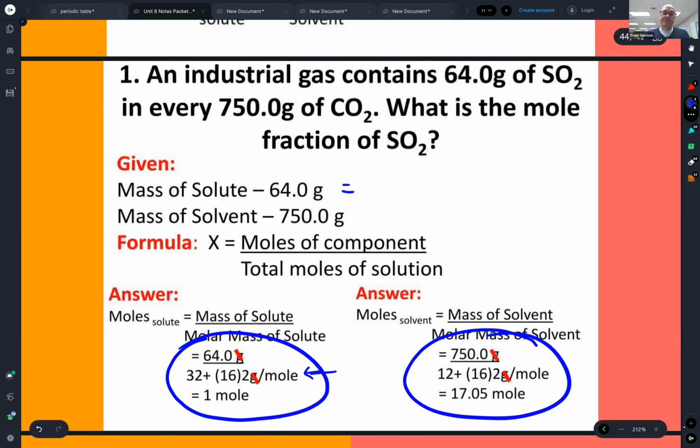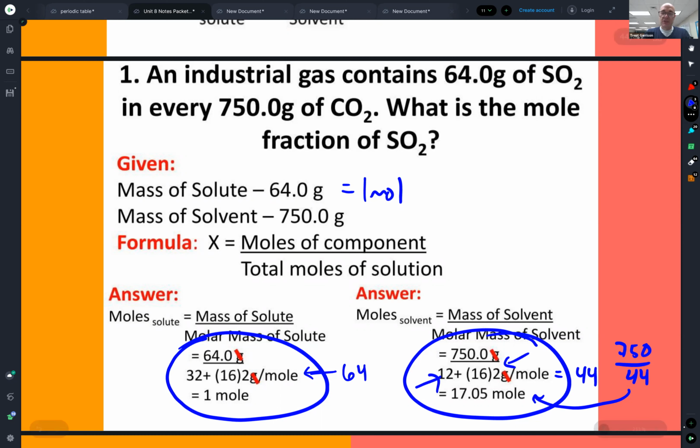But then for the carbon dioxide, it's a little different. Carbon weighs 12, and the oxygens each weigh 16, that's 32. That's a sum right there of 44. So I got 750 divided by 44, and that's where they get the 17.05. So I've got 17.05 moles of the solute. The solute in this case is the SO2. The solvent is the CO2.